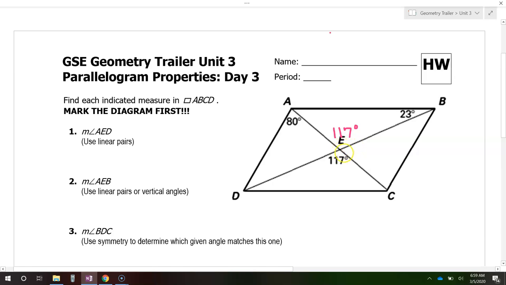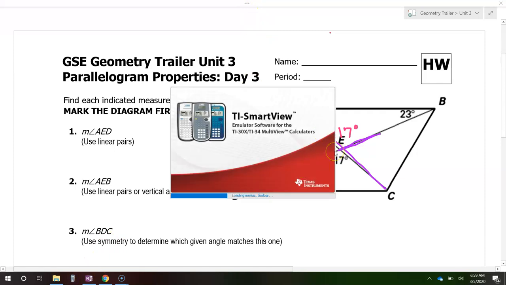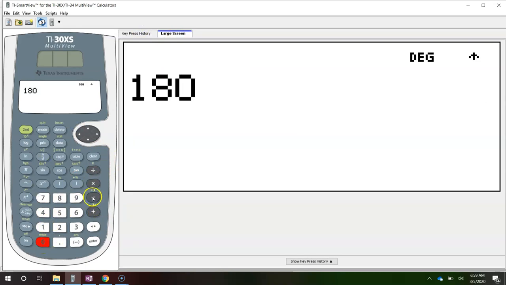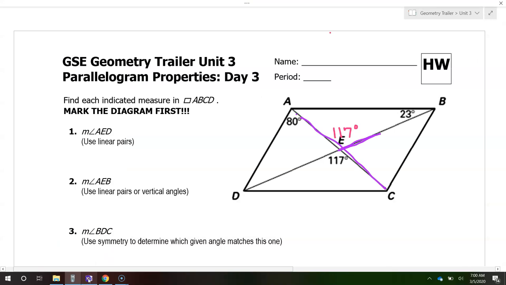Next, linear pair. For example, when you look at this straight line right here, now, a straight line forms 180 degrees total. So the angle on the left and the angle on the right, these have to add up to 180 degrees. So I can subtract from 180 and see what the other angle is going to be. All right, so 180 minus 117. So that's 63. So we know that the other angle right here is going to be 63 degrees.